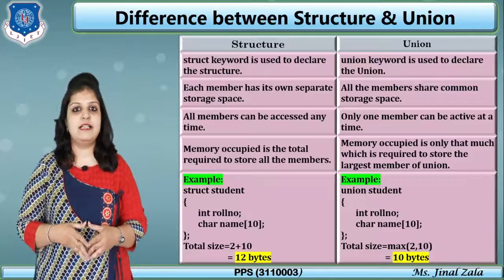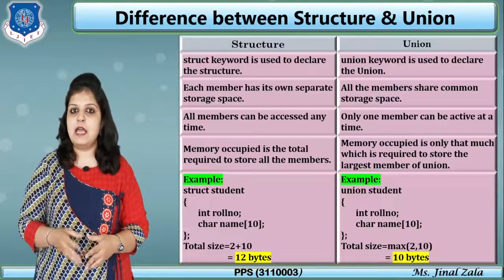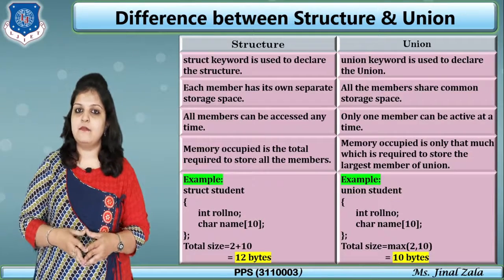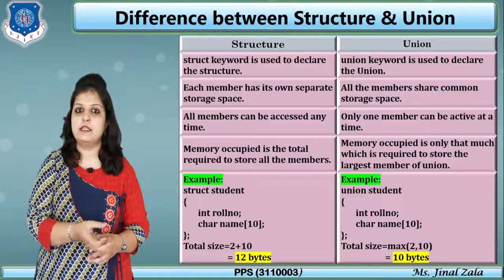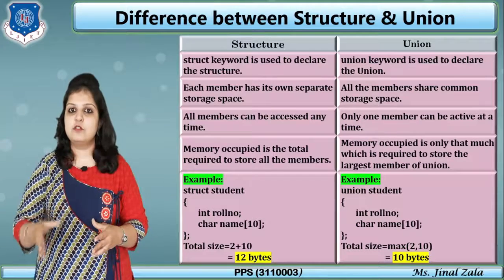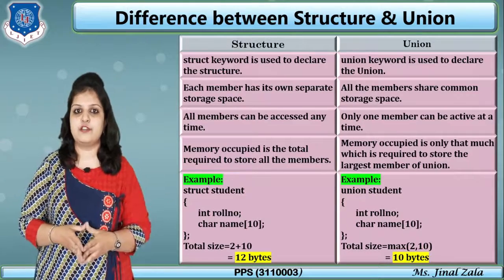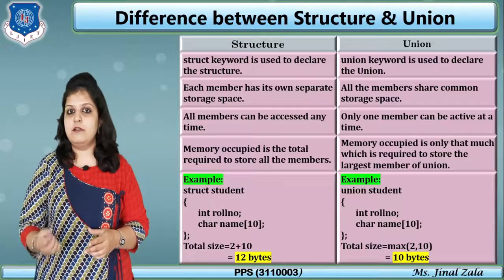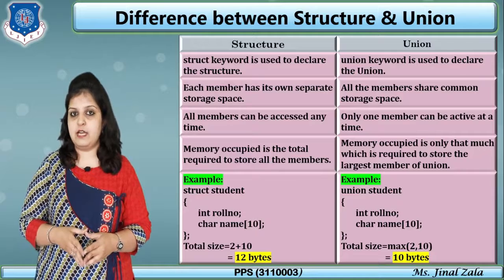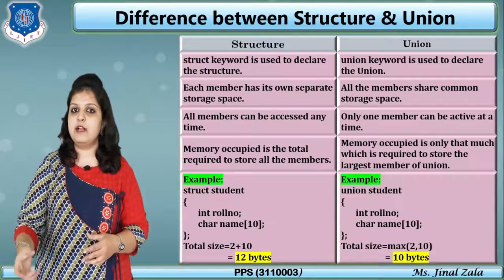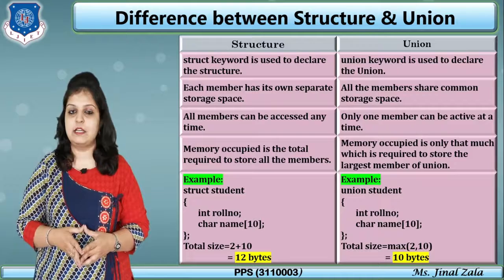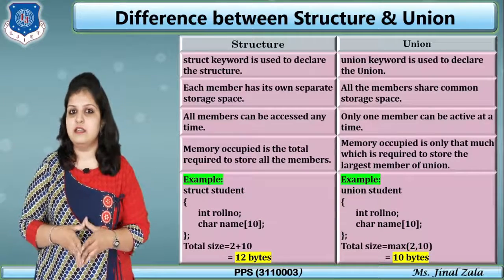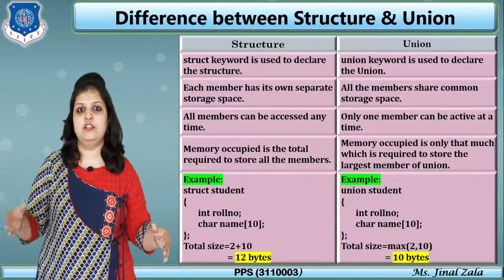How? Suppose I take one example that I have three different persons and three different chairs, then at a time we can seat all the persons in different chairs. So this scenario happens in our structure. And if I have three different persons and only one single chair is available, then what happens? At a time only one person can sit in the chair. So this scenario happens in our union. So this is the difference between structure and union.